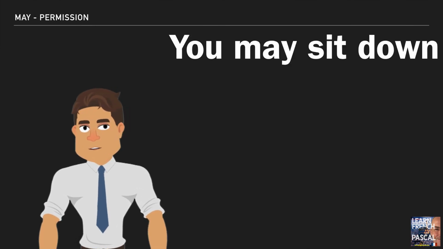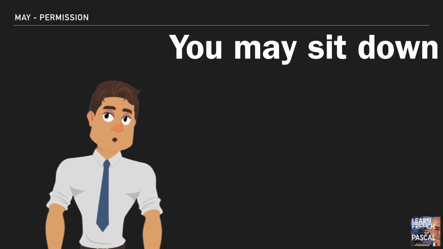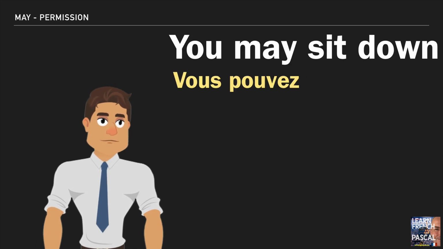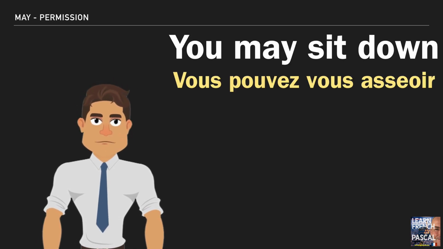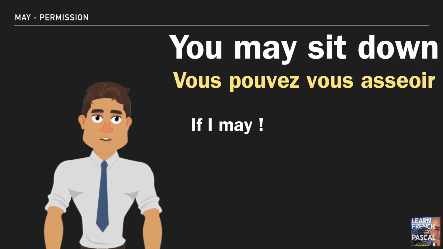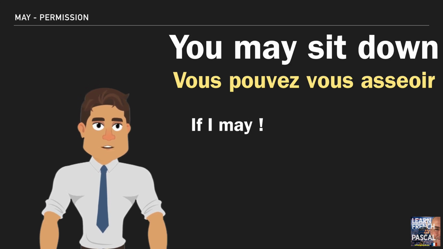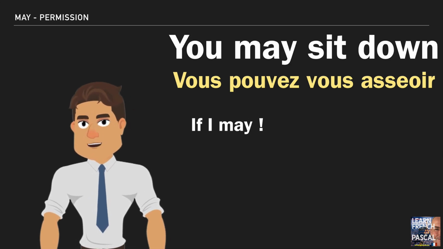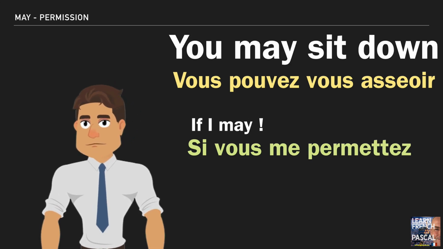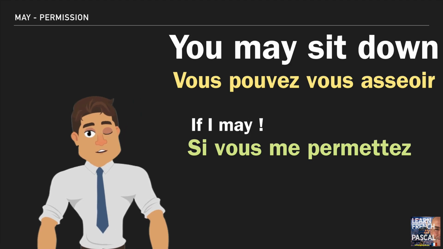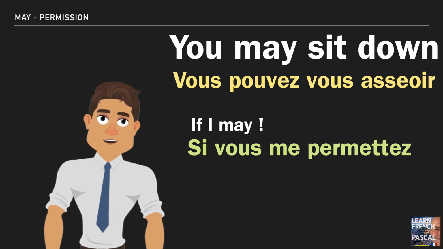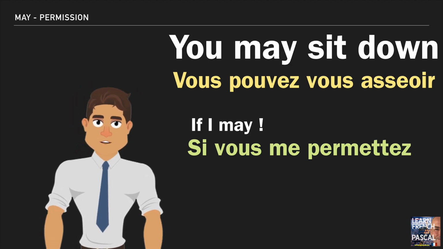You may sit down, so you've got the permission to sit down again. You can use the verb pouvoir, vous pouvez vous asseoir. Okay? If I may, for example, please, I would like to go to the toilet, if I may. Okay? So in French, we are going to say, si vous me permettez. Je voudrais aller aux toilettes, si vous me permettez. If I may, si vous me permettez. Okay?